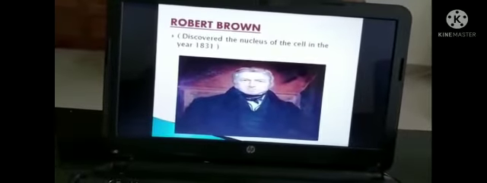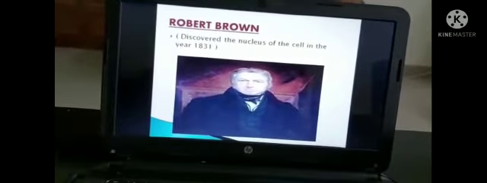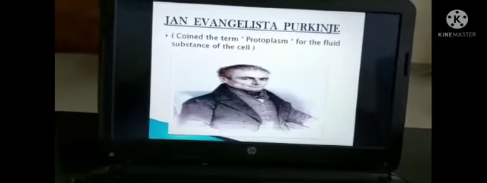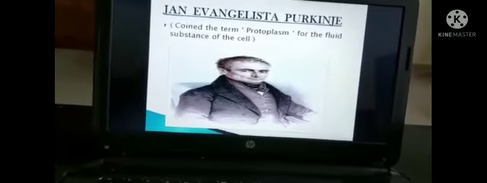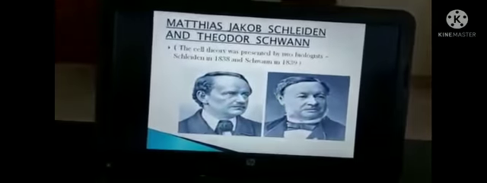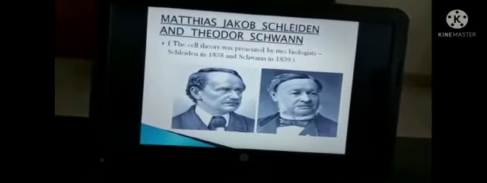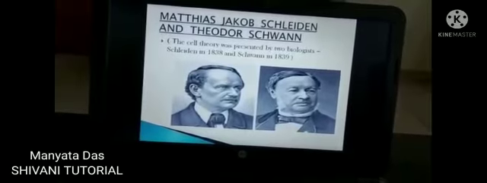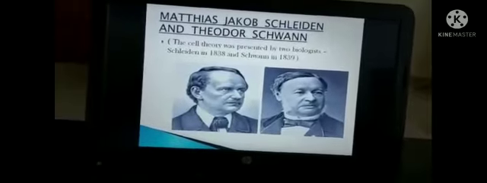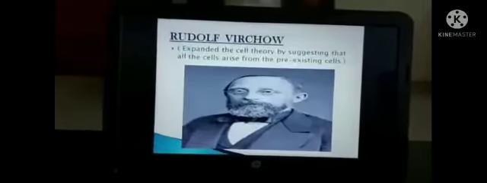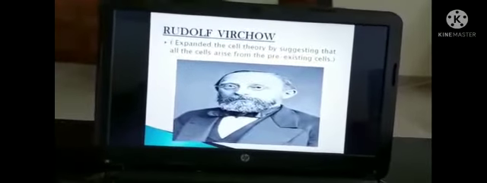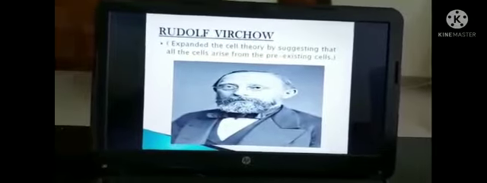Robert Brown, he discovered the nucleus of the cell in the year 1831. Jan Evangelista Purkinje, he coined the term protoplasm for the fluid substance of the cell. Matthias Jakob Schleiden and Theodor Schwann. The cell theory was presented by two biologists, Schleiden in 1838 and Schwann in 1839. Rudolf Virchow, he expanded the cell theory by suggesting that all the cells arise from the pre-existing cells.